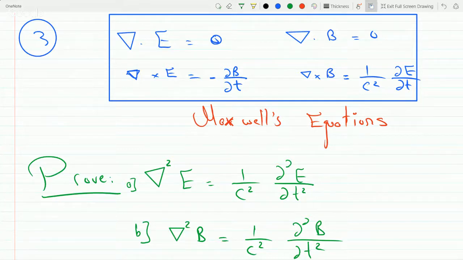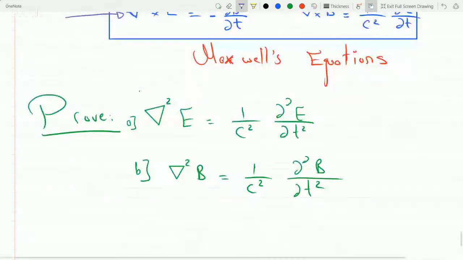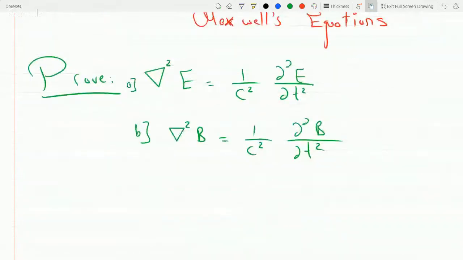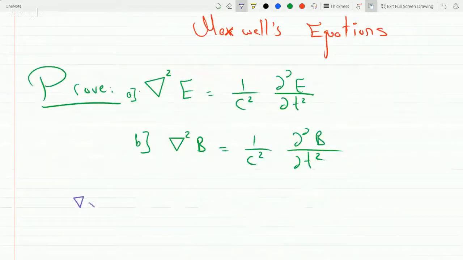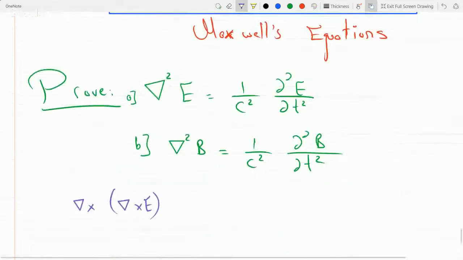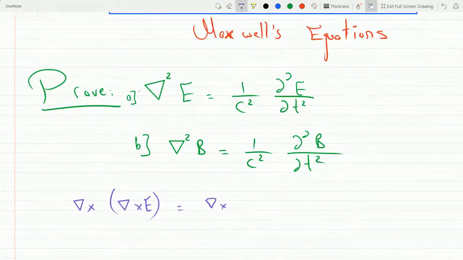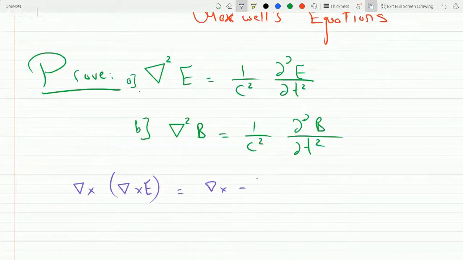So we can start. You could start by curling both sides of this equation. And I'll do it here too. So if I were to take the curl of that equation, minus dB over dt, okay.